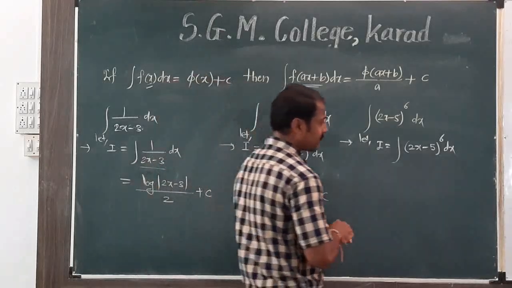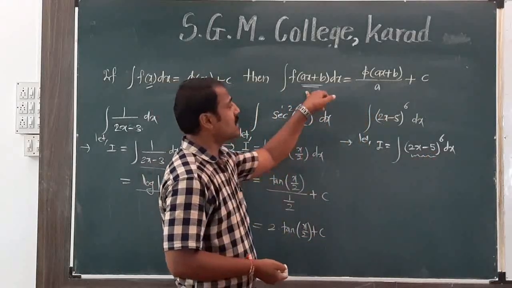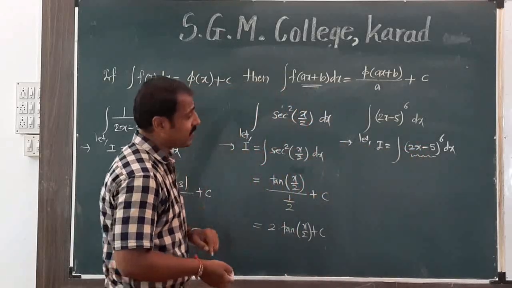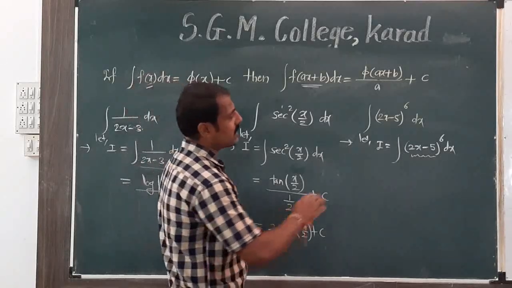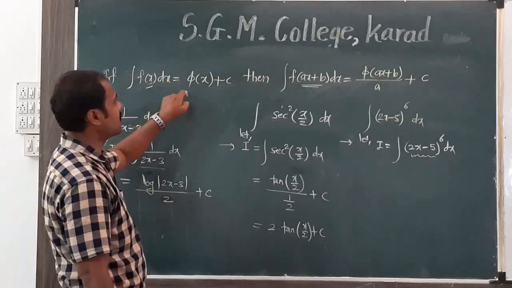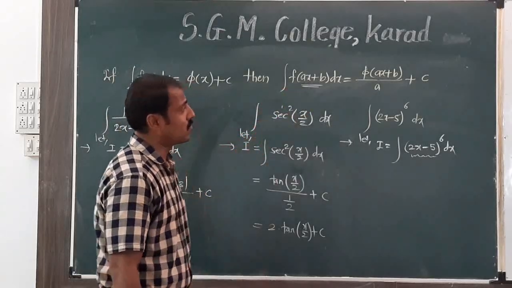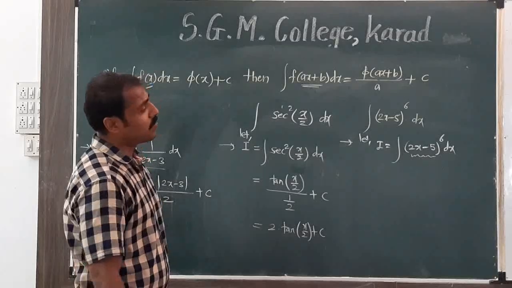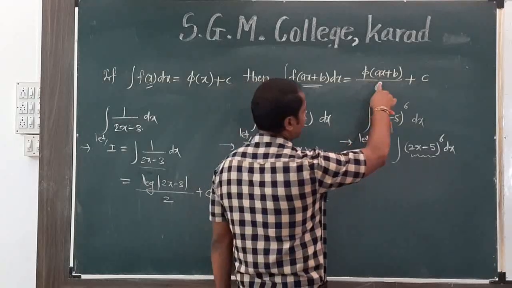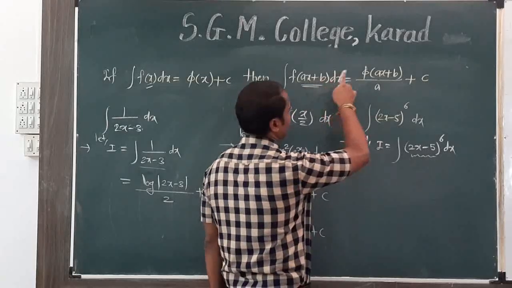But we know that 2x minus 5 is a linear equation, because here degree of x is 1. So a linear equation raised to 6. And the corollary says that if integration of f of x dx is equal to phi of x plus c, then integration of f of ax plus b dx is equal to phi of ax plus b divided by a, plus c. Functions remain the same, but what happened here? Divide by the coefficient of x and replace x by ax plus b.